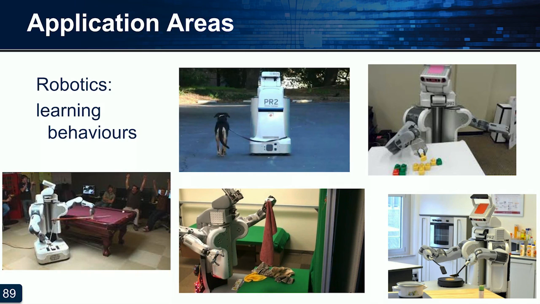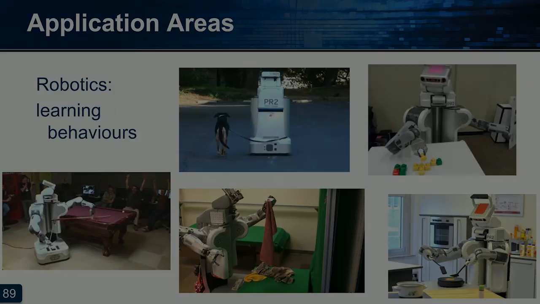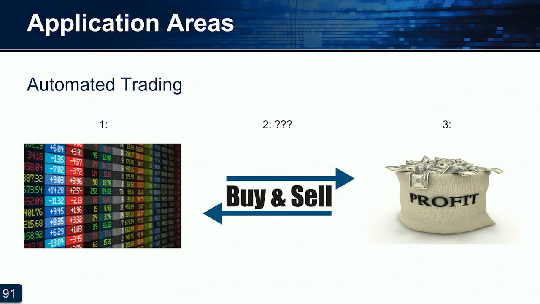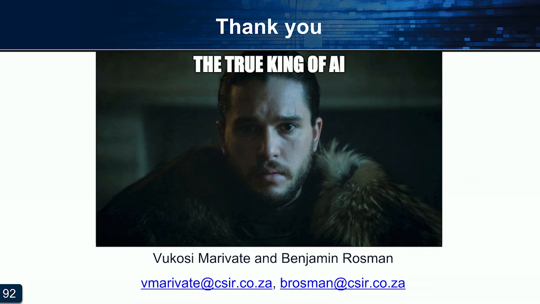And then you've got robotics, where, as I said, we're learning behaviors of different things, and that's the PR2, and lots of different applications. And then games, as always. There's been a lot of work on games, where there's Go, StarCraft, and a couple of other things. And automated trading is the same thing. You're trying to trade, but you've got a long-term horizon and multiple decision points about buying and selling. You could also use reinforcement learning within that space. So yeah, thank you.